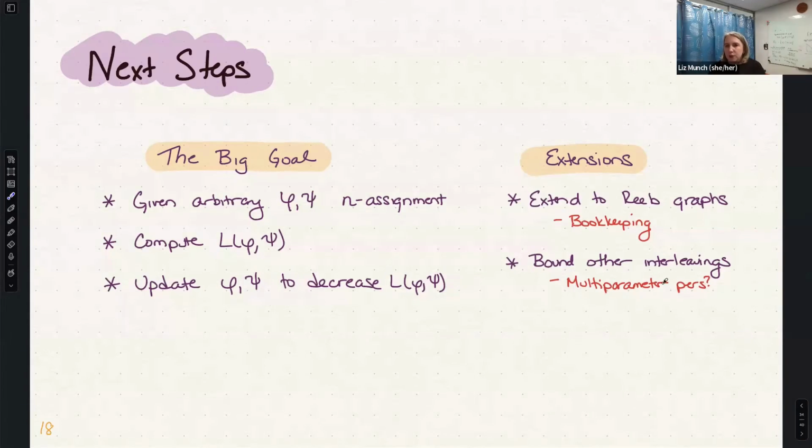The other thing that I'm interested in working on is how do you take this information and extend it to Reeb graphs, right? So this is the more exact version of the value that I actually want, right? So I think that this can be extended with enough careful bookkeeping to Reeb graphs to get an exact answer. But let me tell you how to do it to get an approximation rather than an exact answer.